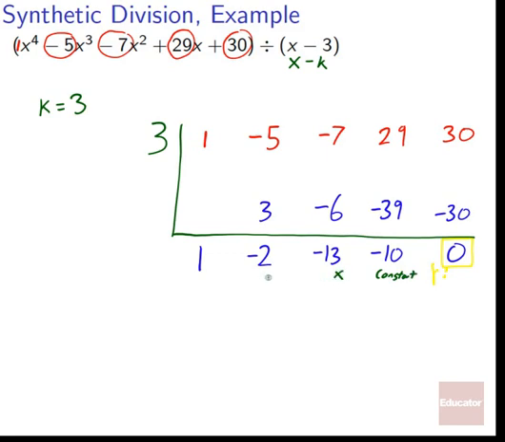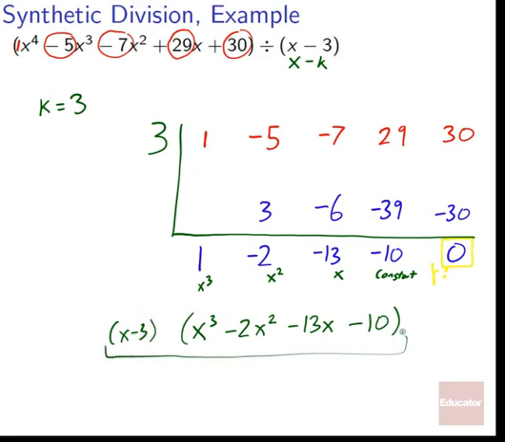This is our x. This is our x squared. This is our x cubed. So we get x cubed minus 2x squared minus 13x minus 10. That's what's remaining. So we could multiply that by x minus 3. And then this whole expression here would be exactly what we started with before we did the division.